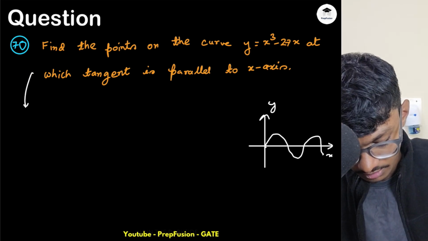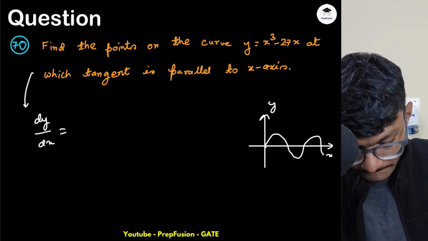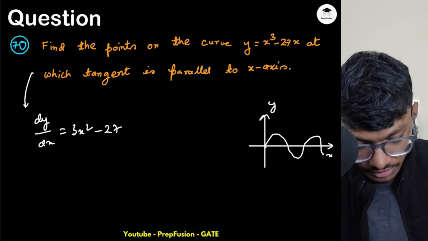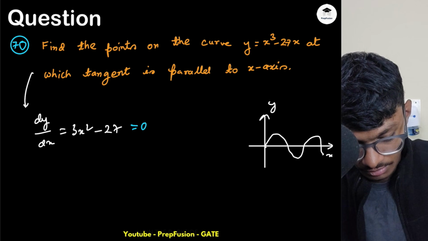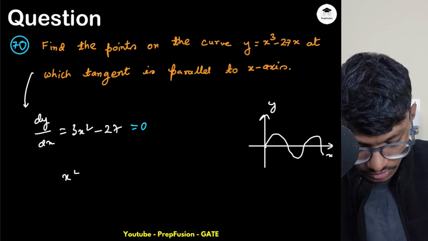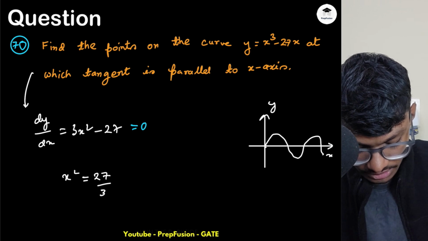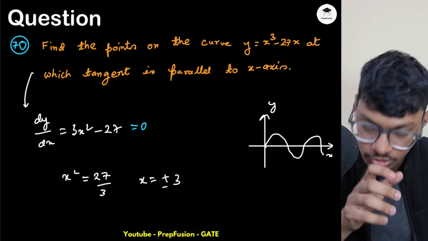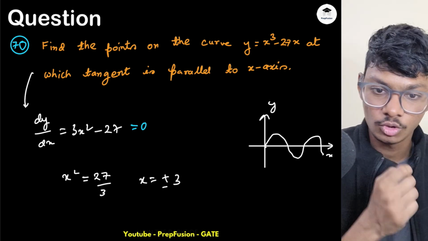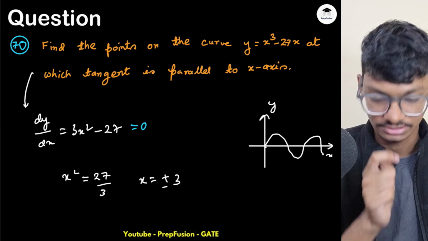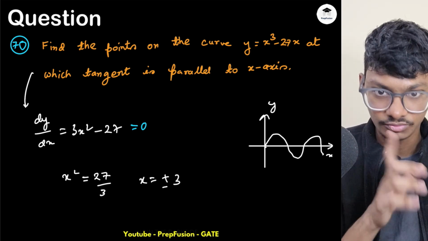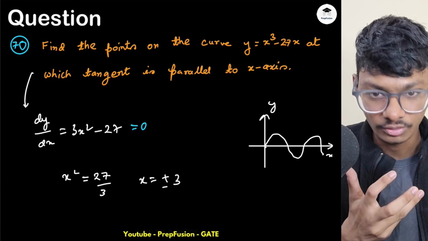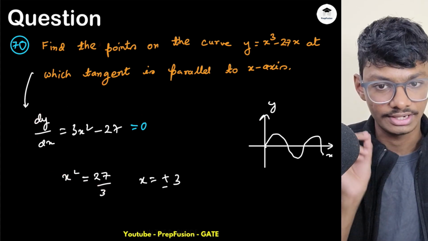So what I will do, I will put dy upon dx equals 3x squared minus 27, and I have to equate it to 0. So x squared equals 27 by 3, which is 9. So x will be equal to not just 3, minus 3 also, plus minus 3. So for x equals plus minus 3, the slope of the tangent will be 0, and hence it will be parallel to the x-axis. This was a very elegant question, just a two-liner, right? But you have to understand the language, that is very important.